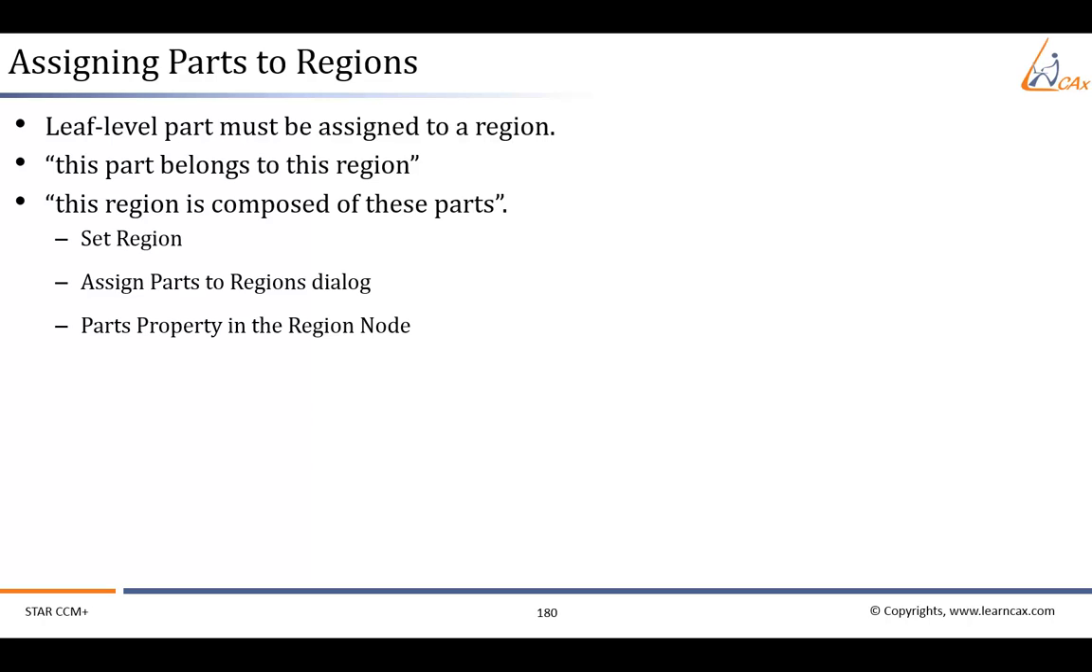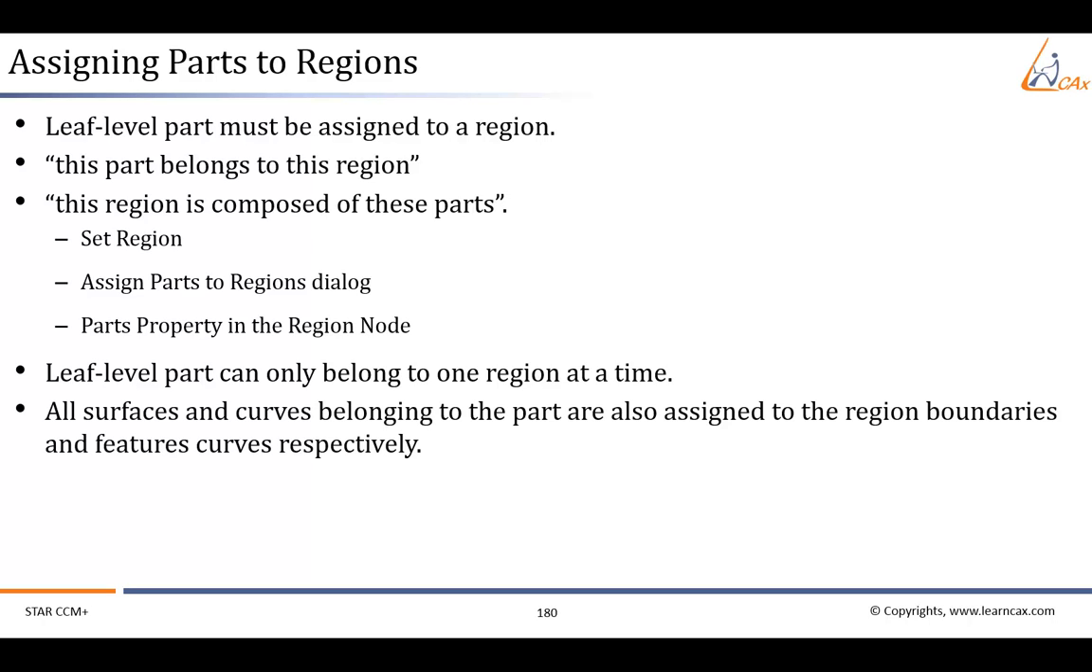A leaf level part can only belong to one region at a time. Therefore, if a part is reassigned to a new region, it is automatically removed from the original region part list. Along with the part being assigned to the region, all surfaces and curves belonging to the part are also assigned to the region boundaries and feature curves.